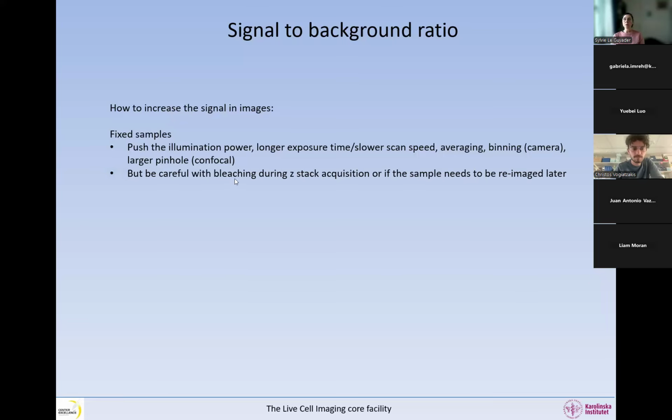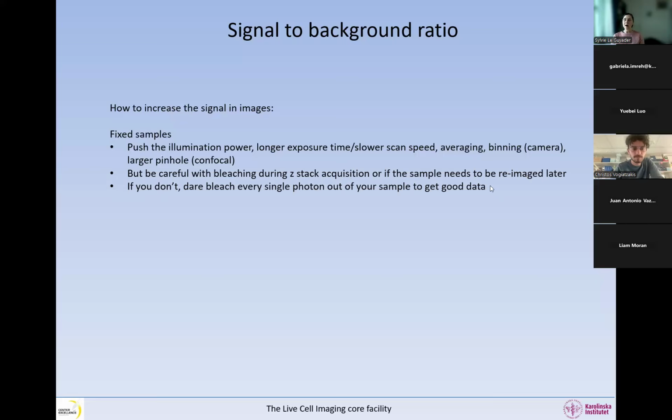But be very careful when you do a Z-stack, even on fixed samples, you're going to bleach the sample even out of the focal plane, right? Because we're illuminating under and above the focal plane, so you have to be careful. And you need to be also careful if you need to re-image these samples later. So you might bleach if you increase the laser power or scan slowly. If you don't care about bleach, if you don't do a Z-stack, for example, or you don't need to re-image later, just dare bleach every single photon out of your sample to get good data.